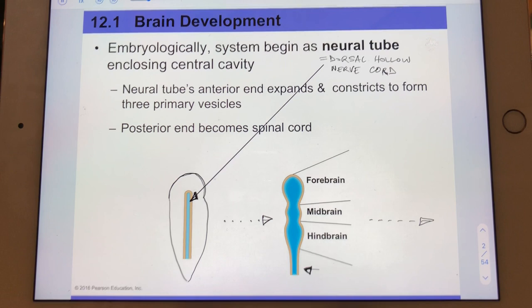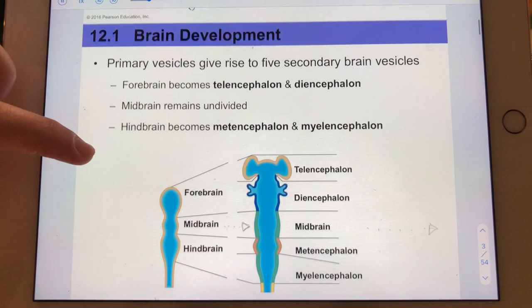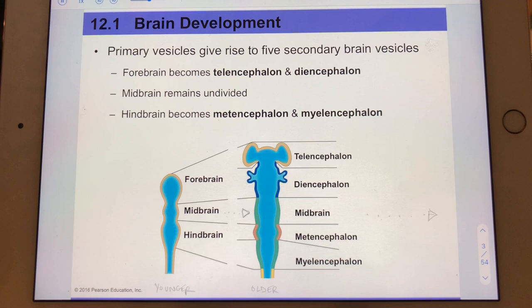That forebrain will pinch and morph to give rise to two regions, the telencephalon and the diencephalon. The midbrain will pinch and morph and grow to give rise to, yay, it's still called the midbrain. And again, the difference between these two is just time, the passage of time. This is an older embryo than this is. The hindbrain will differentiate into two regions, the metencephalon and the myelencephalon. Okay, well, we need to keep growing.